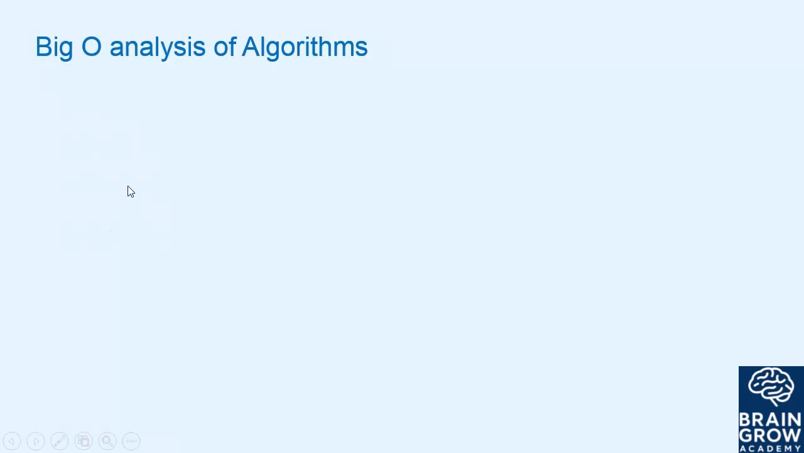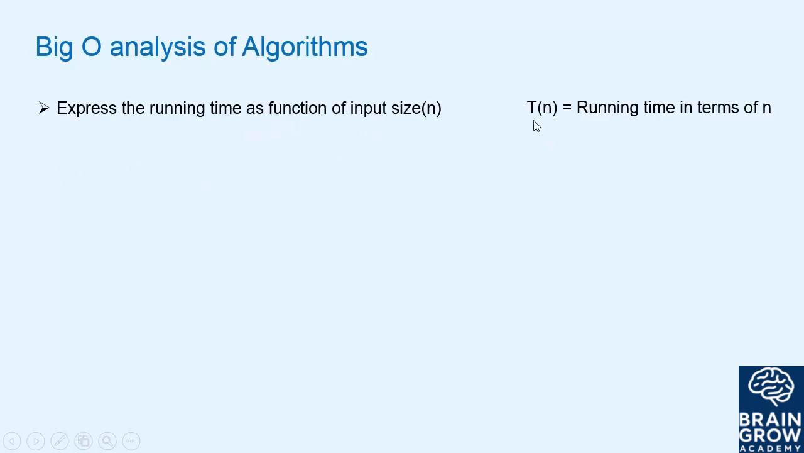We have seen what big O notation is and how to find the order of a function. Now we'll see how we can use big O to analyze the running time of our algorithms. For this, first we have to express the running time of an algorithm as a function of its input size. Suppose this function t represents the running time of our algorithm in terms of n, which is the input size. This is also called the time complexity of the algorithm. After finding this function, the next thing that we have to do is find big O for this function t.